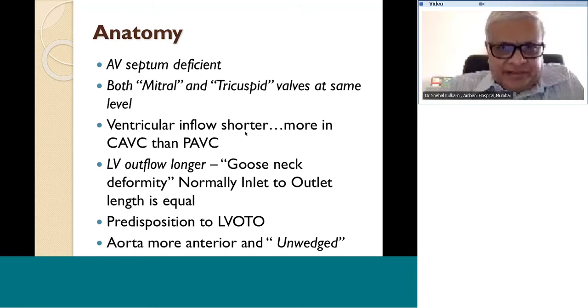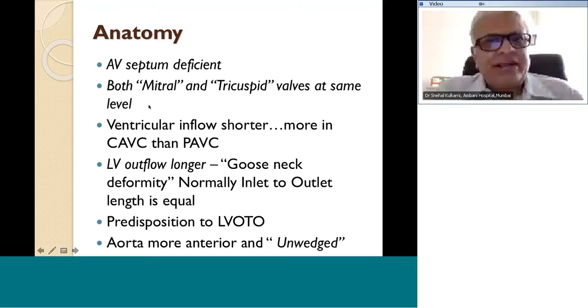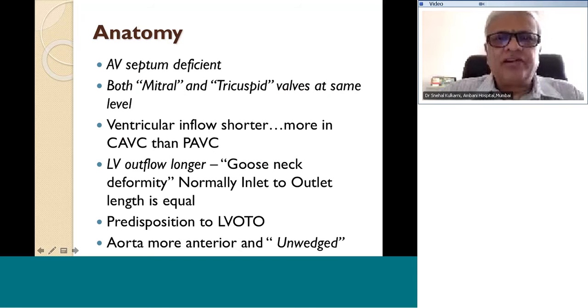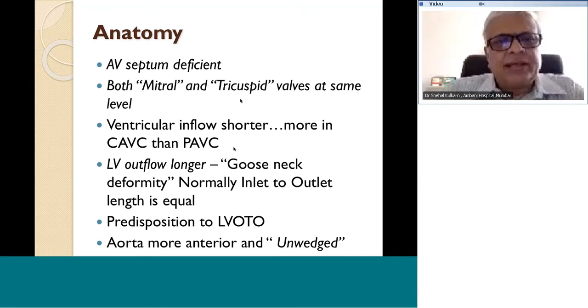If you see the anatomy of AV septal defects, the atrioventricular septum is deficient. Both mitral and tricuspid valves are at the same level, because normally it's the atrioventricular septum which elevates the mitral valve over the tricuspid. The ventricular inflow is shorter, more in complete AV canal than in partial AV canal, because there is more deviation towards the apex of the AV valves.